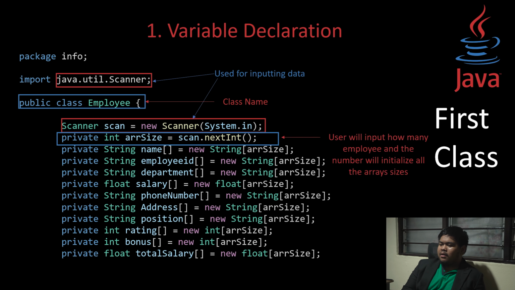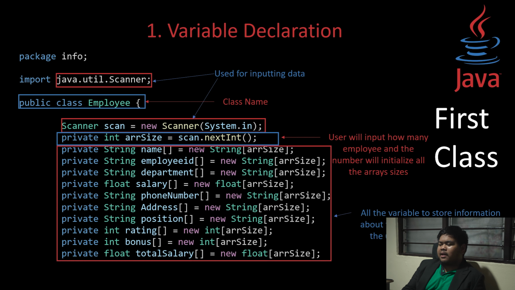Right, moving on. Because here I will be using an array as my variable, we have to set the size of the array. The size of the array, I will ask the user to input how big it is. This line of code right here, private int arrSize equals scan.nextInt(). Here we ask the user to input a number ranging from 1 until how many employees they want to enter right now. So that's it for this one. And when you get the number, then the rest of the array will be set to that number. As an example, if I put 1, then all of the arrays will have one size only.